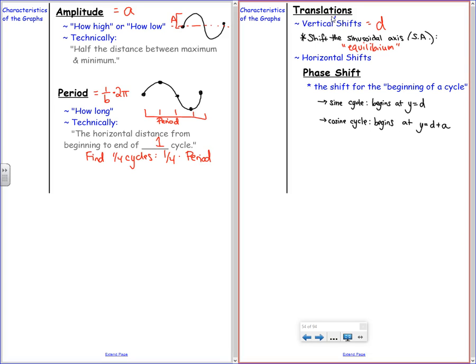Horizontal shift. That's going to be my C over B. And remember, the subtraction is going to be moving to the right. The addition is moving to the left.